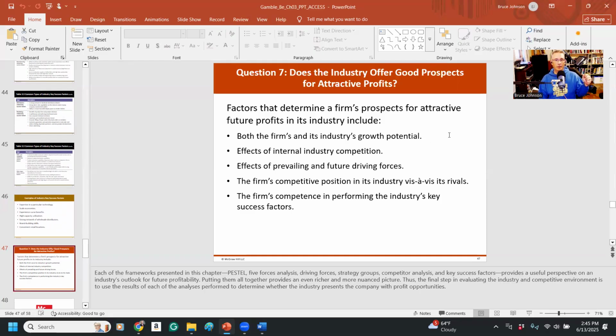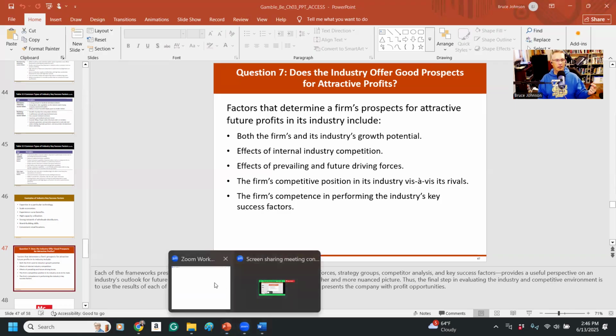Yep, you're going to want to know this one. So, does the industry offer good prospects for attractive profits? If the answer is no, then you, as a company, probably don't want to go into that industry if you're not already operating there. If you're already operating there, then you maybe want to go back to your key success factors to figure out what we need to do to win the game. Usually, if we think of the Boston Consulting Group model, let's go back to our diagram here.